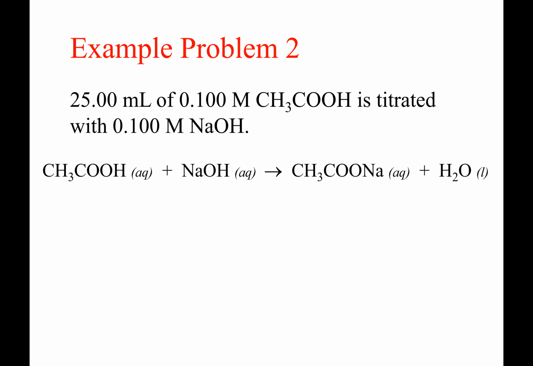And right away, let's get our bearings. What we're going to have in our beaker is the acetic acid. So we're going to have 25.00 milliliters. I think I'll write this on the board because I'll be referring to it. CH3COOH aq. So that is our weak acid, and our strong base is sodium hydroxide.